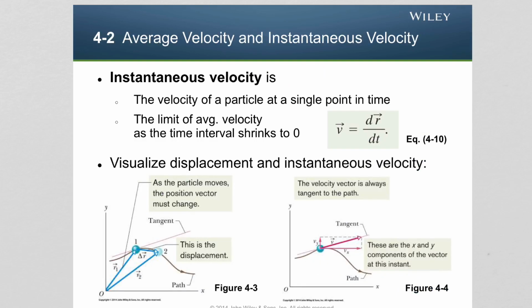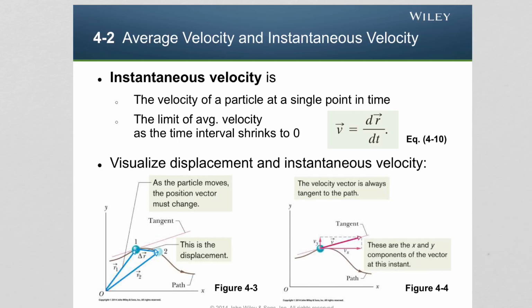Now let's define instantaneous velocity in 3 dimensions as well. The velocity of a particle at a single point in time is the instantaneous velocity. Instantaneous velocity is defined as the limit of the average velocity as the time interval shrinks to 0. And we write this as the instantaneous velocity v is equal to d dt of the position vector r at that particular instant of time. Remember, this is a 3-dimensional vector.